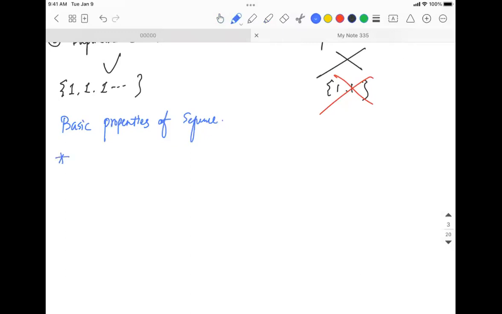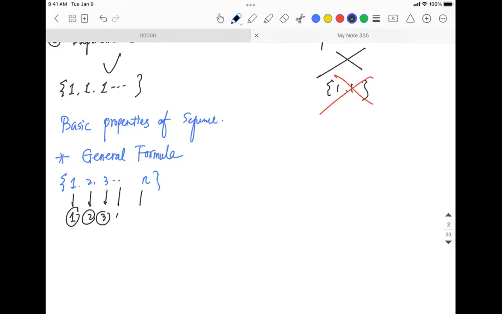Well, whenever I talk about a sequence, the first part we want to talk about is the general formula. What is a general formula? We can write a sequence as 1, 2, 3, all the way to n, right? If we compare the sequence and the number, a sequence is actually different numbers mapped to the first item, the second item, the third item, and so on and so forth, all the way to the nth item.